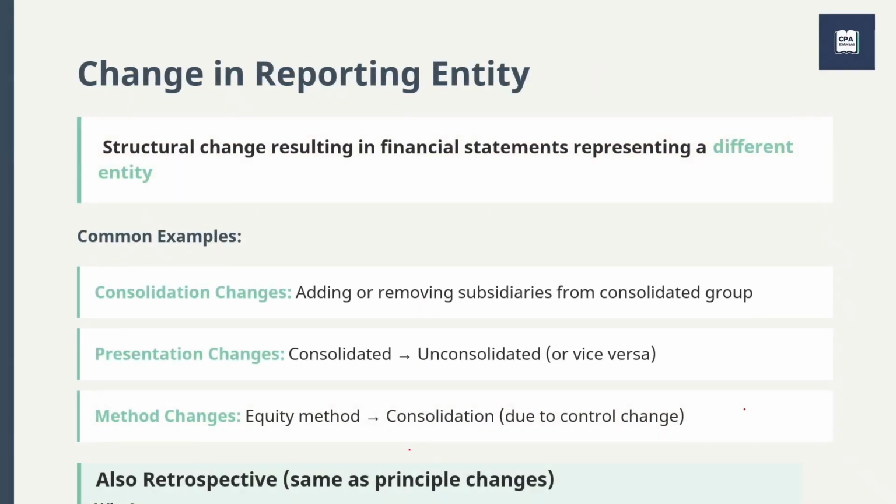Okay. Number 2 is the change in reporting entity. This one is not questioned much in the exam, a less common one, so this is going to be more brief. This is related to structural changes. Common examples: maybe there's a consolidation change, a consolidated group that's being added or a subsidiary being removed. Then maybe there are presentation changes, consolidated, now we present unconsolidated or vice versa. Or a method change, maybe we were using the equity method previously, and now we are using consolidation.